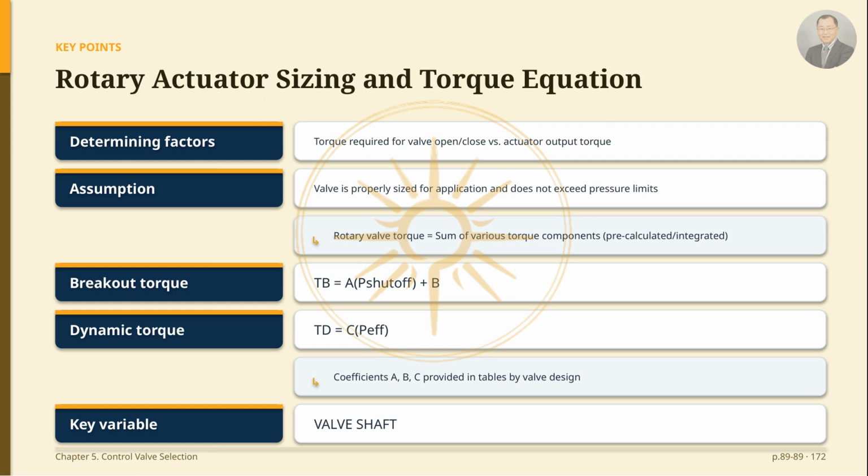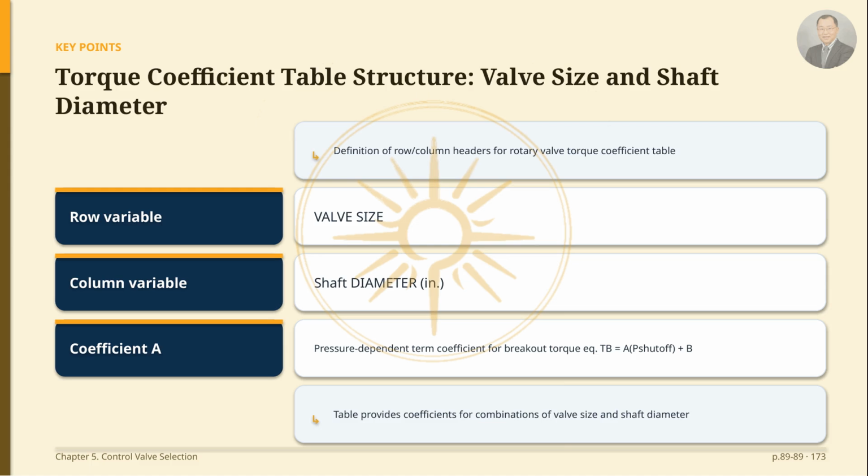First is the breakout torque, where TB equals A times the shutoff pressure plus B. Second is the dynamic torque, where TD equals C times the effective pressure. The A, B, and C factors for each valve design are summarized in the following tables, with the valve shaft appearing as a key variable. This slide introduces the structure of the table containing the coefficients for the torque equations mentioned earlier. The torque coefficient table for rotary shaft valves is organized so that values are found using row and column headers.